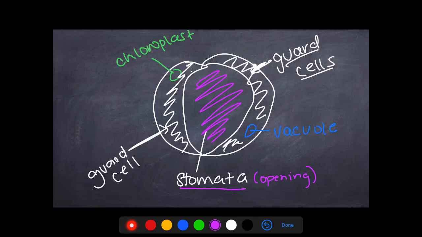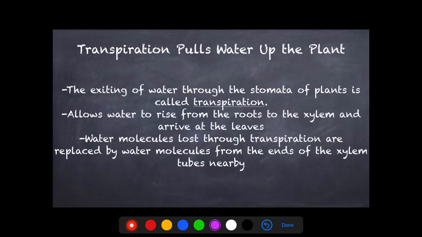But then say it comes to nighttime and you have a little bit of precipitation occurring. The guard cells will open up at nighttime, let water leave or take in water, and allow gas exchange to happen. That way, they are conserving water during the day and then able to do whatever they need to do during the nighttime.